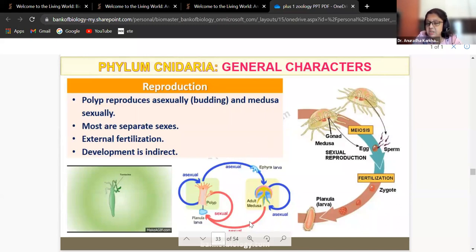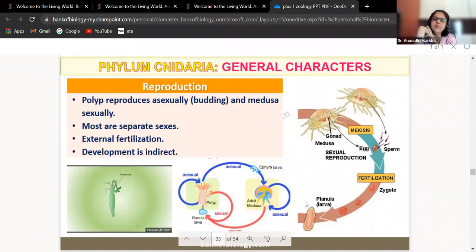Remember the two words which are not there in your books, yet you have to remember. Planula larvae is a product of sexual reproduction, while Ephyra larvae is a product of asexual reproduction. Okay? So mostly the sexes are separate. External fertilization means the egg and the sperm will fertilize in the water body. Development is indirect because there is formation of larvae. Any difficulty in understanding this?